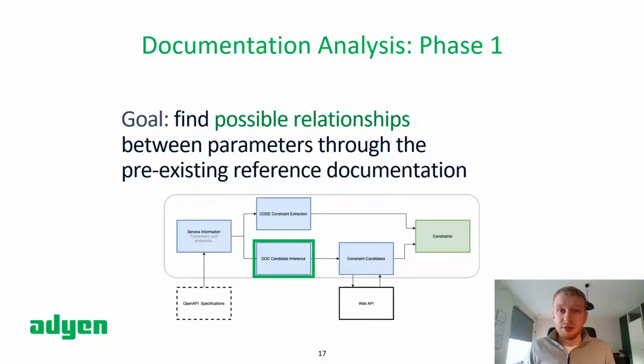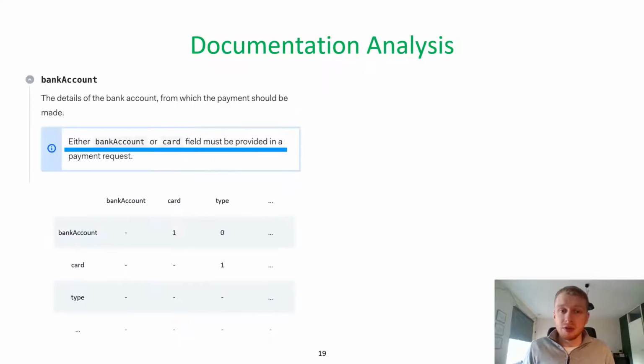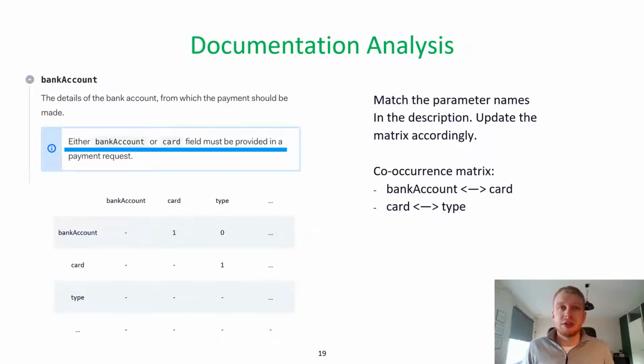For documentation analysis, we first look at all the documentation and try to find which parameters might possibly be related. So for example, here we see that bank account and card are referenced in the same sentence. So we guess they might be related in some way. We encode this in a co-occurrency matrix, and as an output we get sets of possibly related parameters.